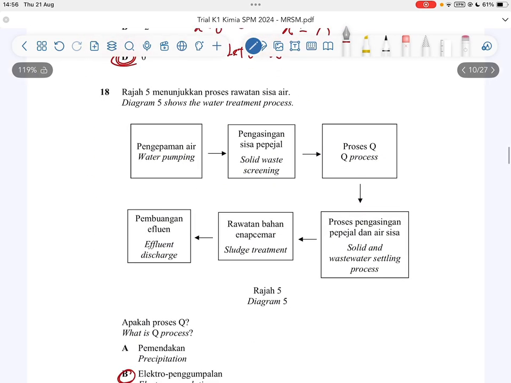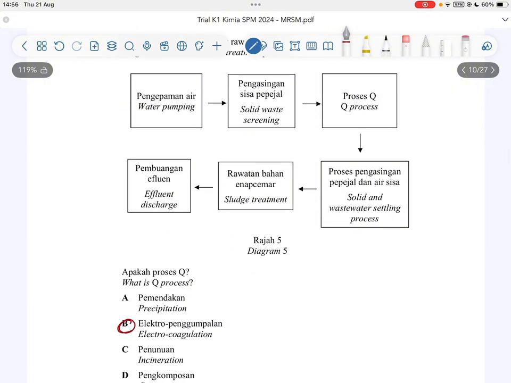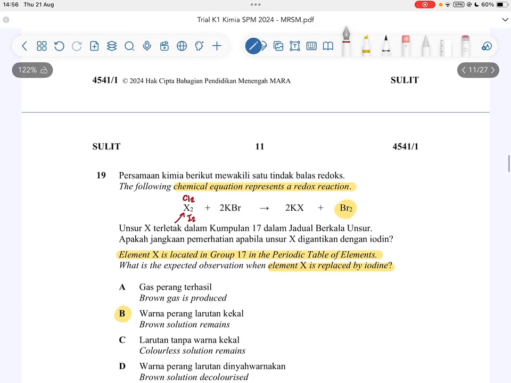Question 18. Diagram 5 shows the water treatment process. What is Q process? The answer is electrocoagulation. This one requires you to read and memorize a bit of how the water treatment process goes.